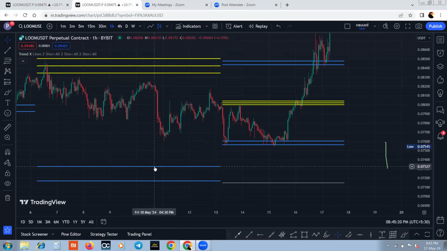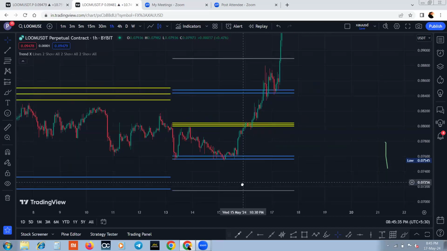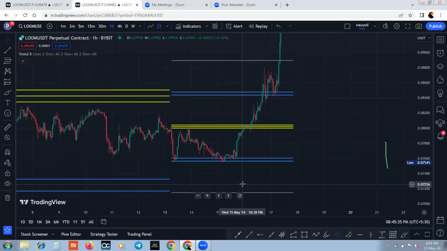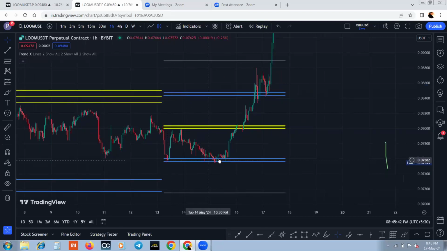At least we can expect till here, but always we should use break even. When you are in good profit, start using break even. When you start using break even, very soon you will see big profits. We have to use break even in every single trade, because break even saves your stop loss. So you can see it's struggling to cross this, but finally market pumped.